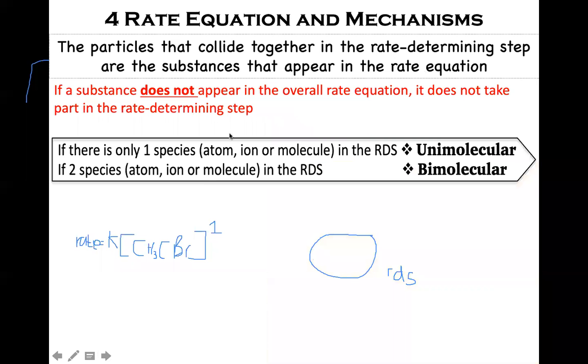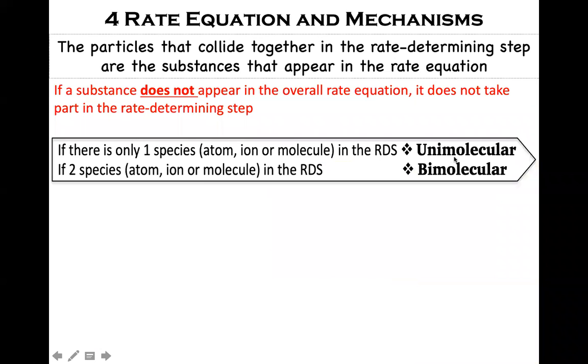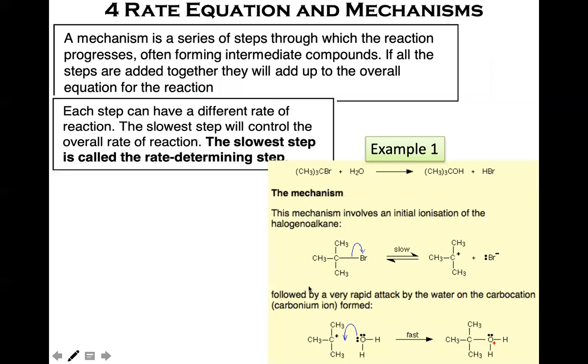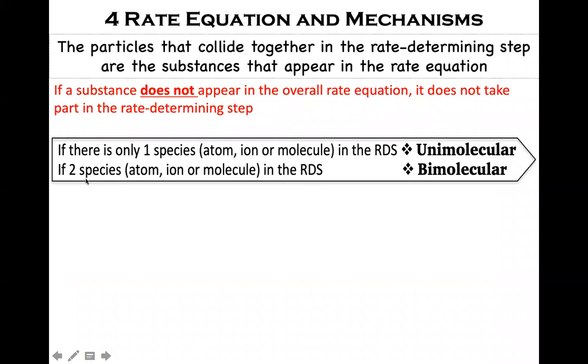Right, moving on. If there is only one species in the rate determining step, it is unimolecular. So going back to this example, I only have one species in my slow rate determining step. So this mechanism is called the unimolecular mechanism. If there are two species in the rate determining step, which I will show you later on, then we call it bimolecular. This unimolecular and bimolecular is actually the numbers in your SN1 and SN2 mechanism. SN1 mechanism means that it is unimolecular, one species. SN2 means it is bimolecular. You have two species in the rate determining step.